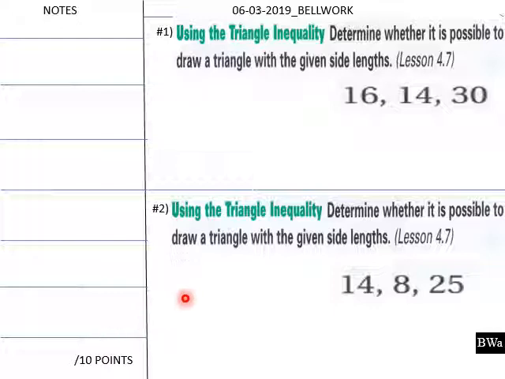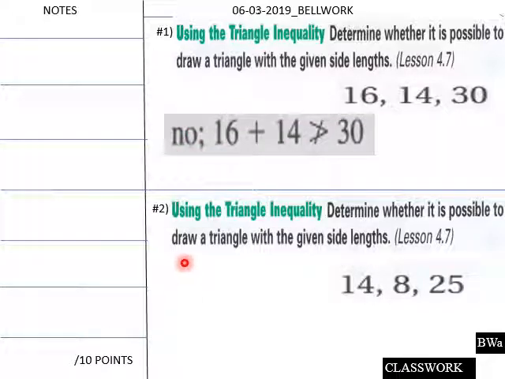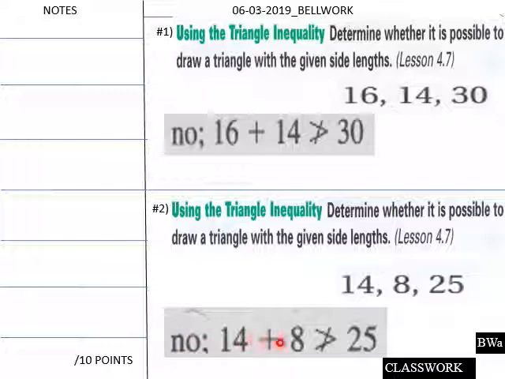Okay, welcome back. Here are the solutions for our bell work. No, because 16 plus 14 is not greater than 30, so you cannot draw a triangle with these side lengths. And then here, no, because 14 plus 8 is not larger than 25, so neither one of these would be a triangle.